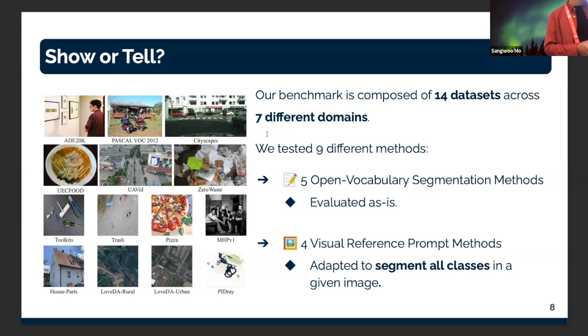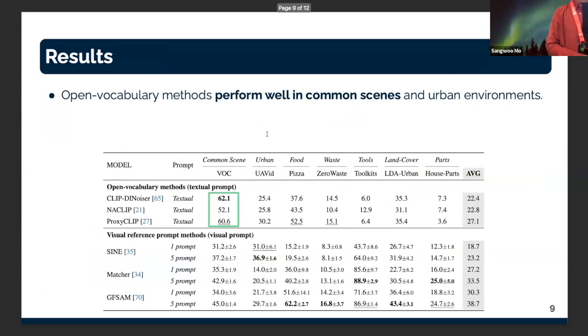So you just specify a class and they output that specific class. So you need to do a little adaptation to say, okay, we have this amount of classes, and we want to segment all of the classes that you can find in an image without any prior knowledge. So let's talk about the results.